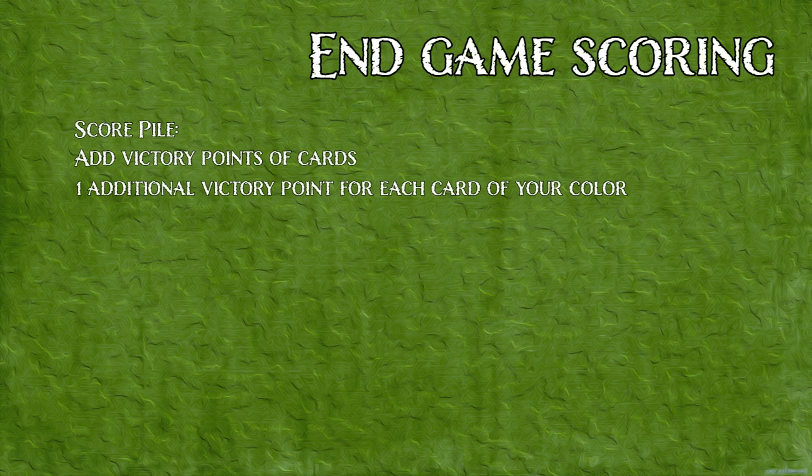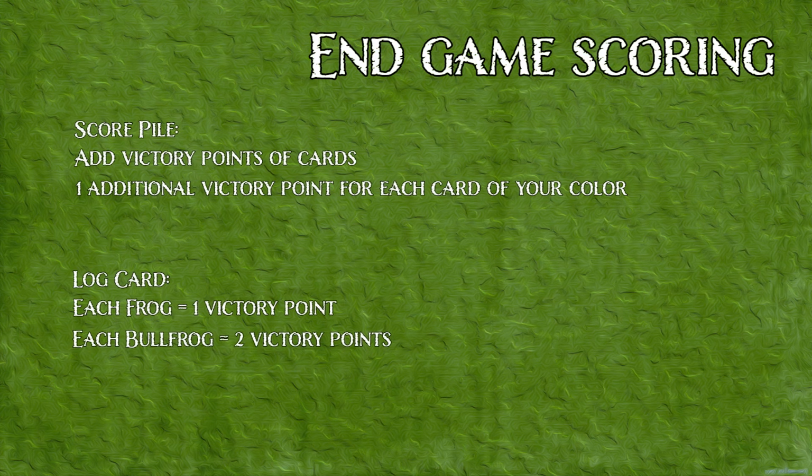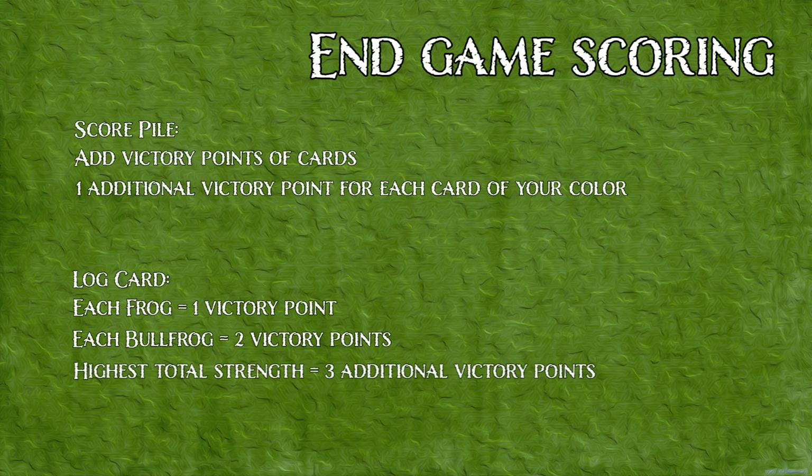Once the game is over, each player adds up the victory points from the cards in their score pile. Each card of the player's color is worth 1 additional point. Next, score the log card. Each frog on the log card is worth 1 victory point, and each bullfrog is worth 2. The player with the highest strength on the log card has won a key battle, and earns an additional 3 points.